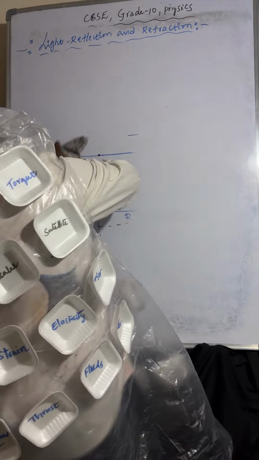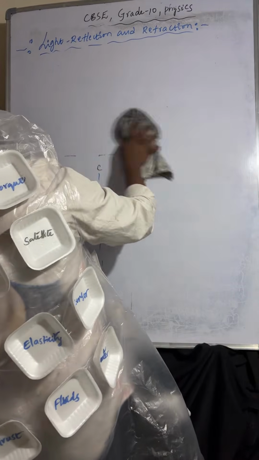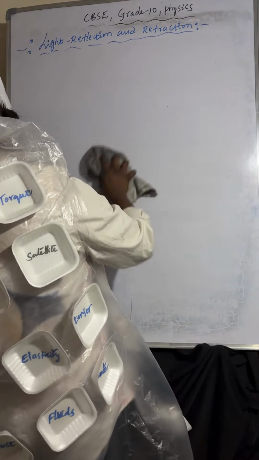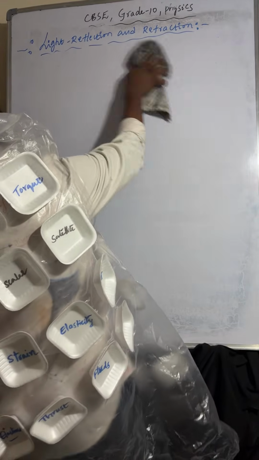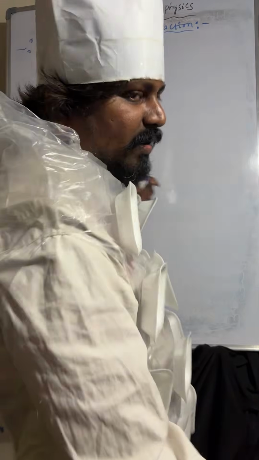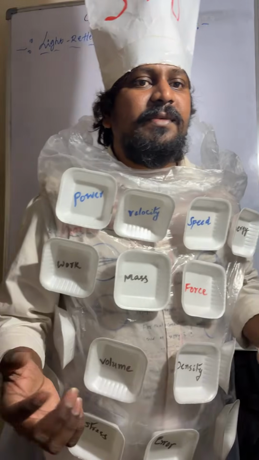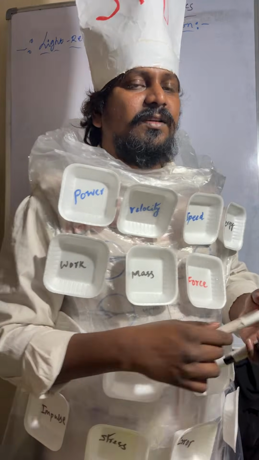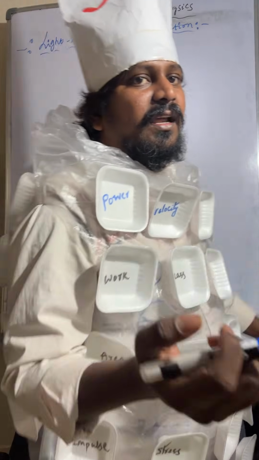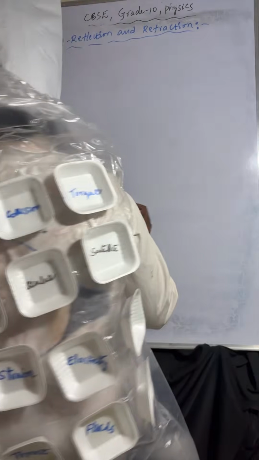Simply we can say reflecting surface. Width of the reflecting surface is called aperture. Now we will discuss ray rules and image formation. So coming to the ray rules and image formations, let's start.